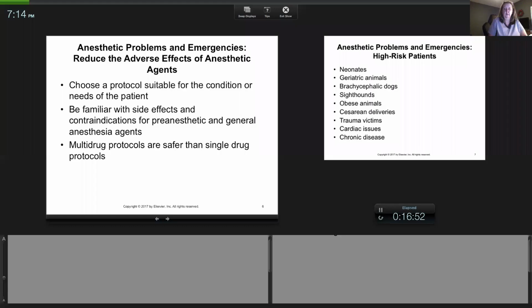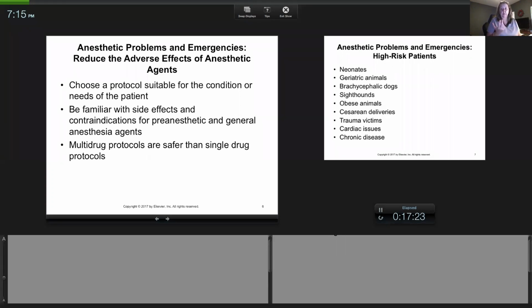Sorry. Okay, so the other part of anesthetic emergencies is making sure that we pick a good protocol for the patient and the procedure. And really, when we look at all the drugs that we choose, is there any side effects or contraindications? I've talked about propofol drops the blood pressure. And if I have a patient that has low blood pressure, I'm either going to use a low dose of propofol or I might choose another drug.